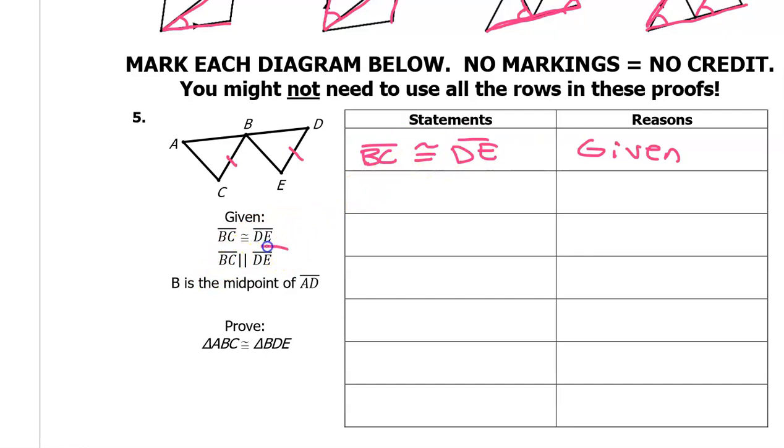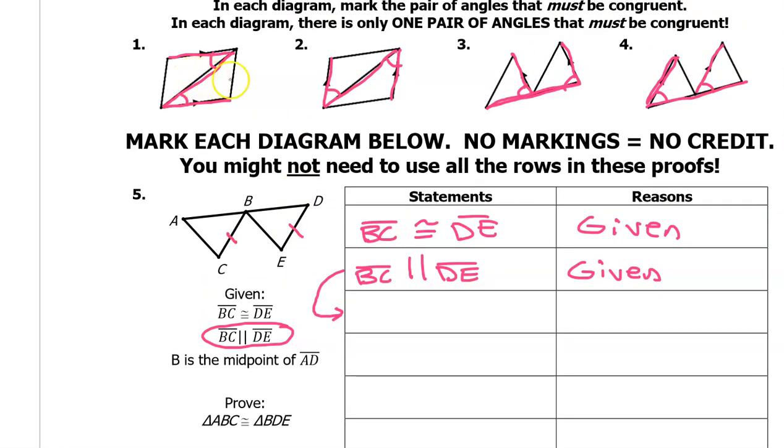But there's another given right here. Segment BC is parallel to segment DE. That is also given. When you are given something that is not a congruence statement, you want to try to turn it into a congruent statement. So we're going to do something very much like what we did in the first 4 problems. Go ahead and trace the parallel segments.